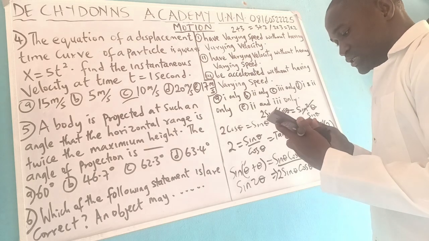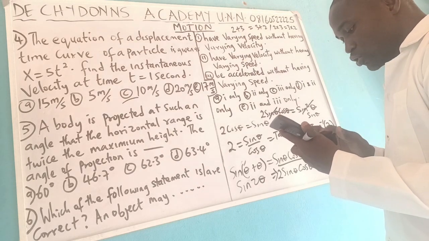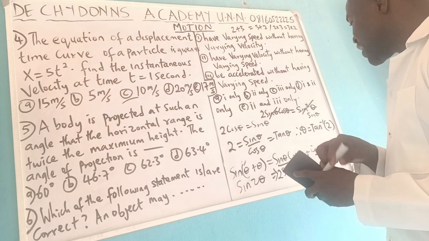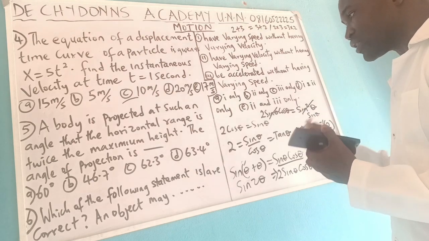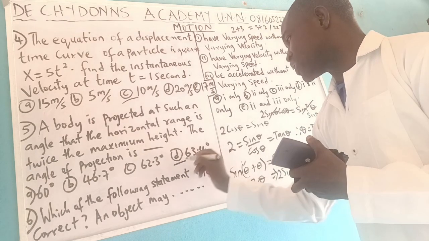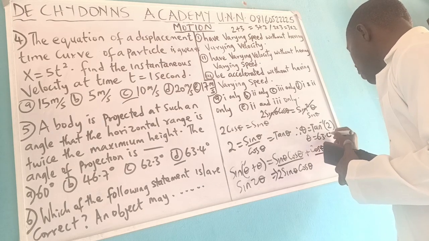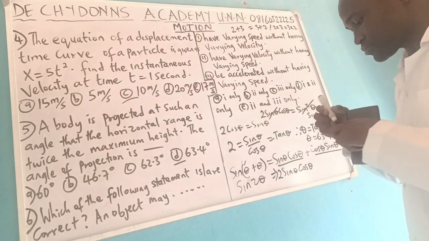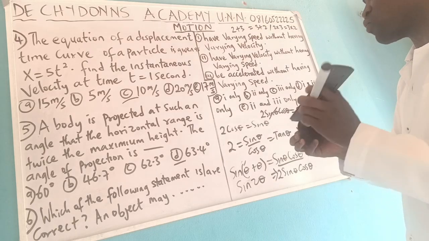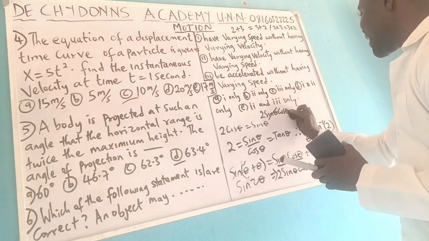Shift tan 2. That will give you 63.43. This is the correct answer: theta equals 63.4 degrees. Yes, that is how to solve question number 5. We go to question number 6.